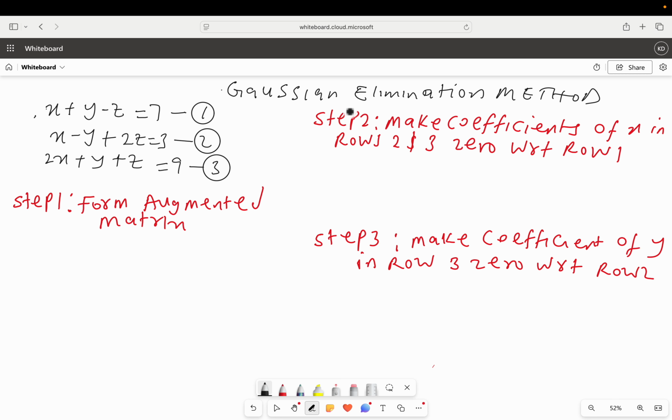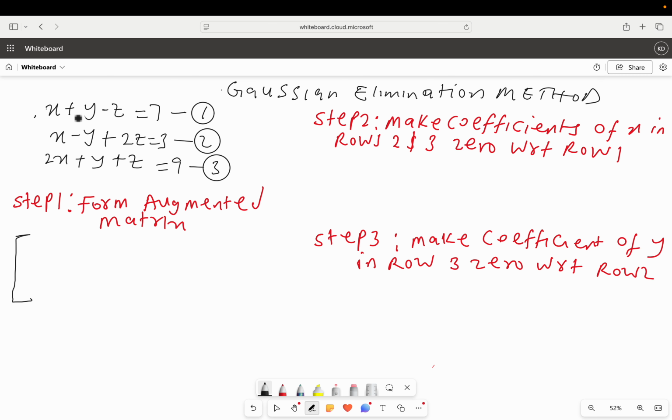In this video, we're going to use the Gaussian elimination method to find x, y, and z of these linear simultaneous equations, and we are going to go through these 3 steps. So the first step is to form the augmented matrix from the 3 equations. So we just form the matrix.